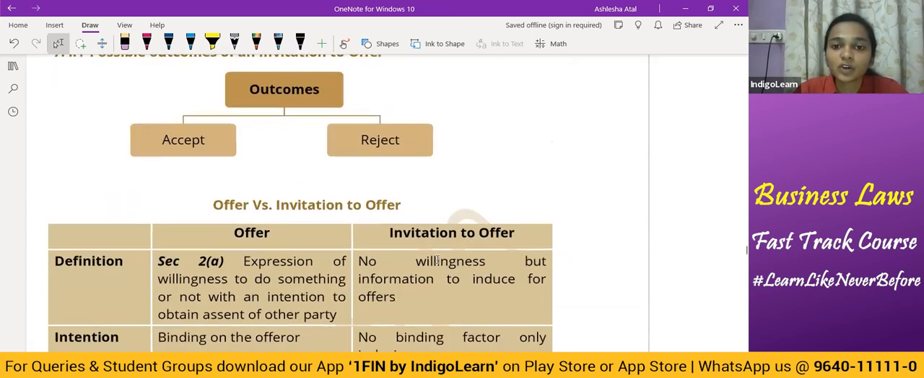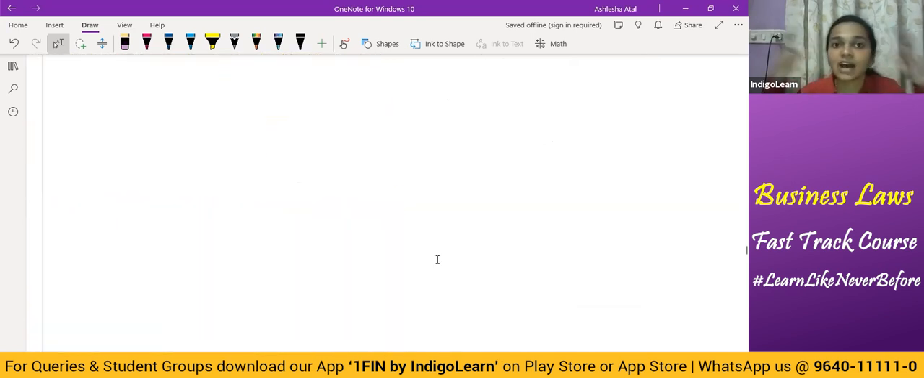So when we talk of an offer, the outcome of offer could either be acceptance or rejection. There can be two answers, yes or no. But in case of an invitation to offer, the outcome is an offer. It is not acceptance or rejection, but rather it is an offer which is being made. When an offer is made, the outcome can either be acceptance or rejection. However, when an invitation to offer is being made, the outcome of it is an offer. It is basically inviting people to come forward and make an offer.